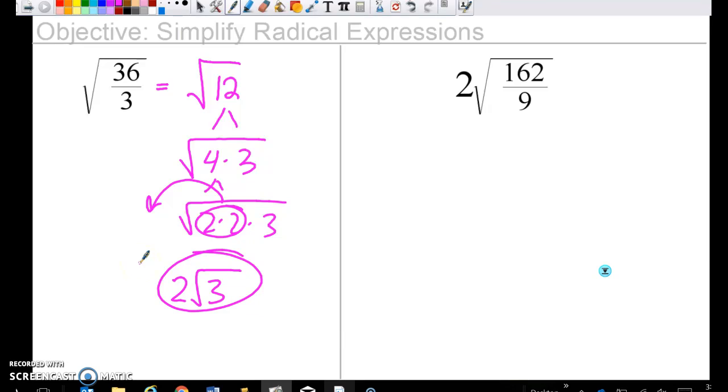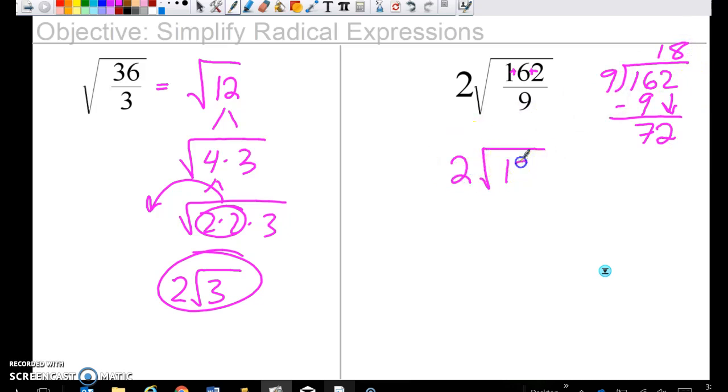Again, I'm going extremely fast now because we've done so much of this in class or otherwise. 9 into 162. Well, if 1, 6, and 2 are added together, I get 9, which means that this should be divisible by 9. That's a trick. If you add up the digits of the number and they equal a multiple of 9, the number is divisible by 9. If you don't know how many times, it's time to do division. 9 goes into 16 once, 7 left over, bring down the 2, 18, 9 times 18. So it would be 2 times the square root of 18.